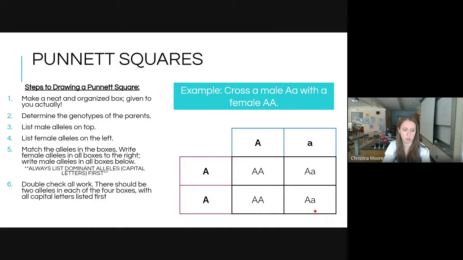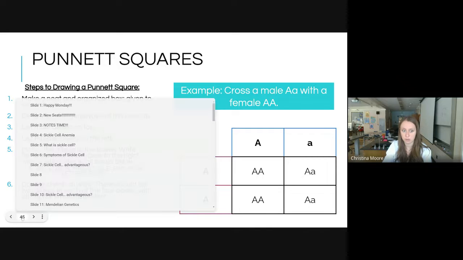The final step is to double check my work. There should be 2 alleles in each of the 4 boxes, which there are. I noticed there's 2, 2, 2, 2, and all capital letters should be listed first. I succeeded in that in the boxes over here by listing the dominant allele first. That is your first example.